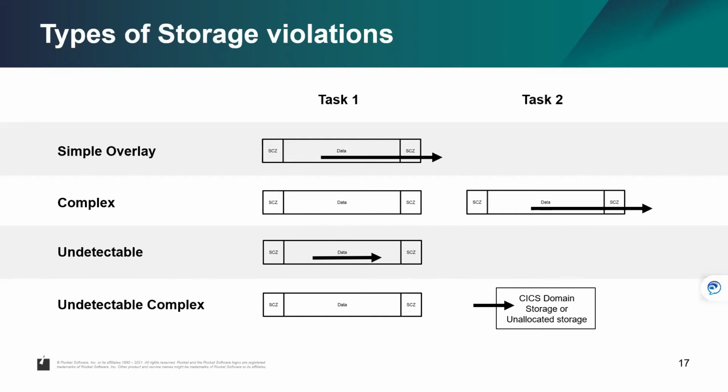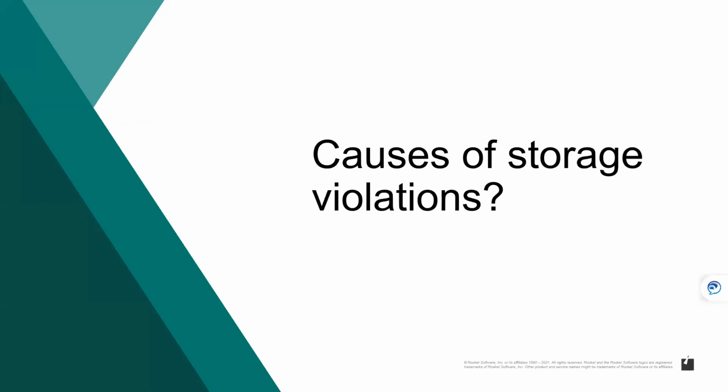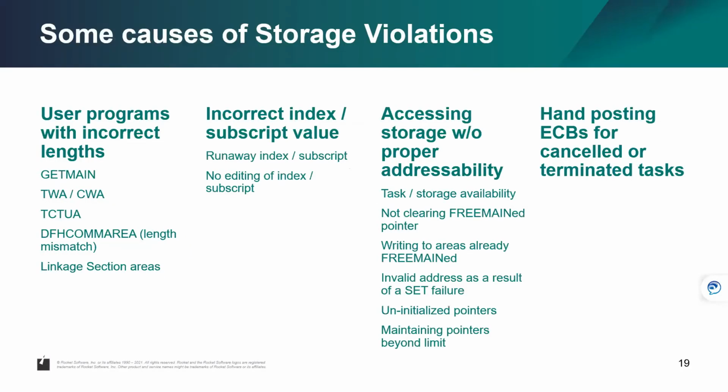But eventually we did. So what about causes of storage violations? Well, the causes of storage violations are user programs with incorrect lengths. This is the #1 reason, right? You do a get main, but you think in a different program that you did a different size get main. So you think you have more storage than you actually do. And you write past the end of a storage area and you hit a storage check zone.